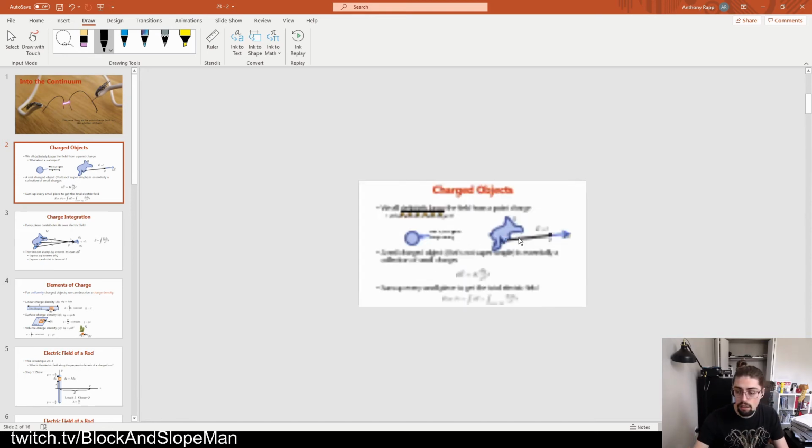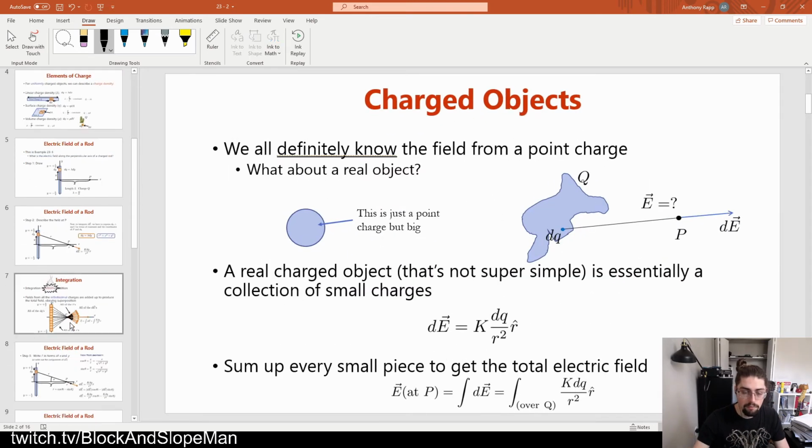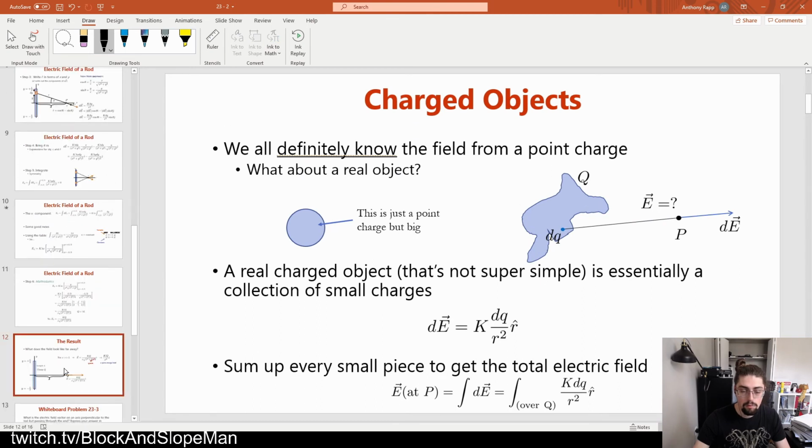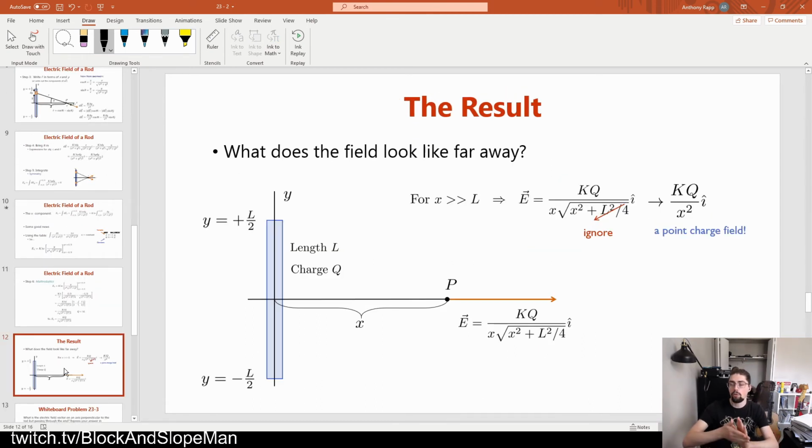So we ask, can we do that? We go to our field, we say, what if we make x really, really, really large? Then in that square root, x squared is huge, and L squared over 4 is really, really tiny. And what we get is, that's a negligible difference. Let's get rid of it. Square root of x squared is just x. X times x is x squared. We get kq over x squared. What do you know? It's our point charge again, right? Just like that.